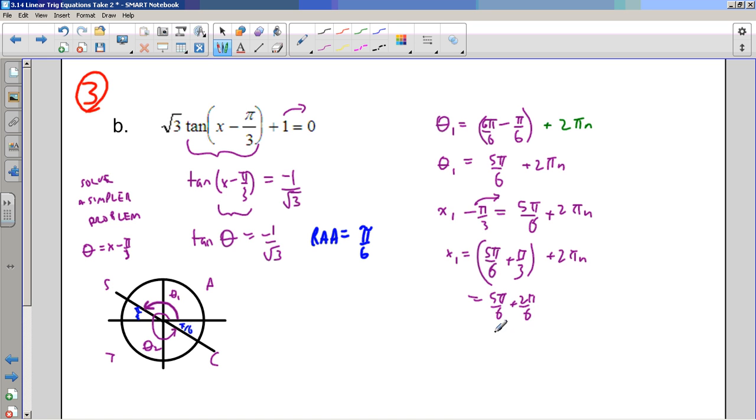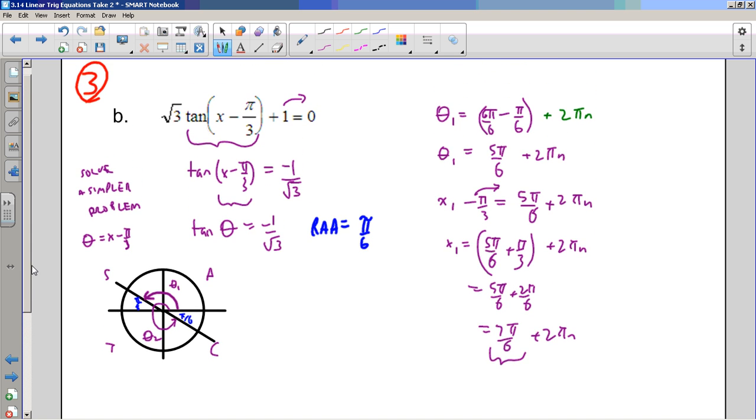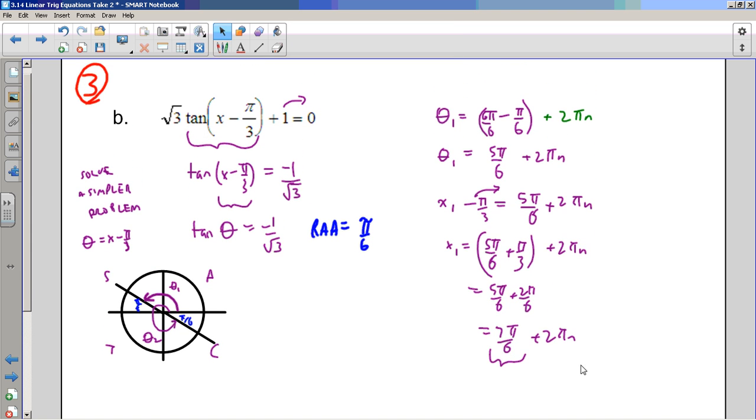2 pi over 6. This is 7 pi over 6 plus 2 pi n. There's my principal solution between 0 and 360, and then I can get all solutions. Okay, well that's only the solution that went with theta 1.